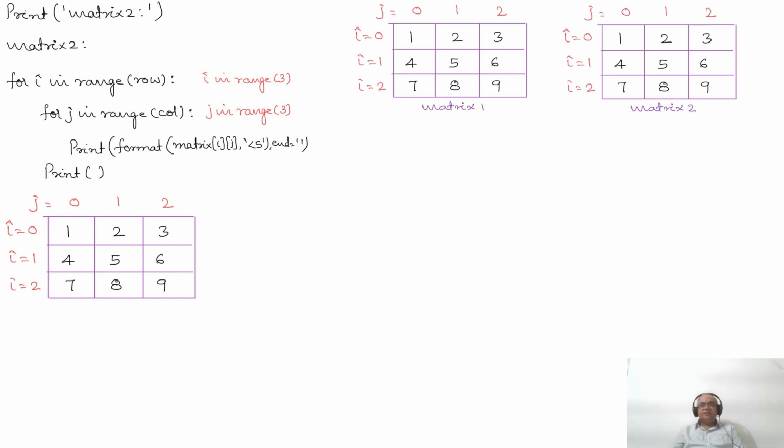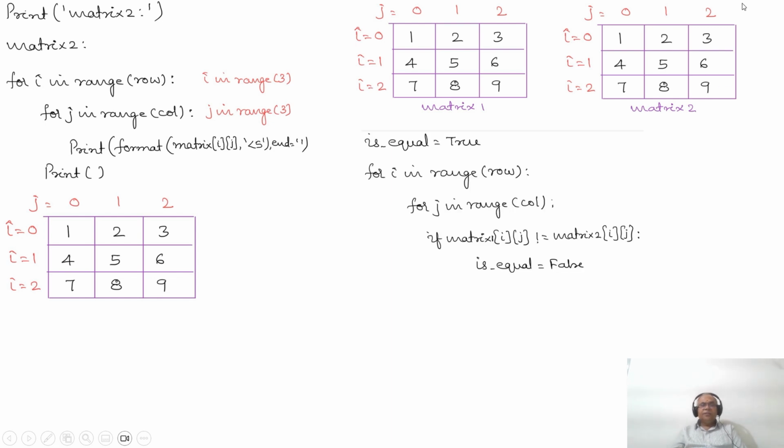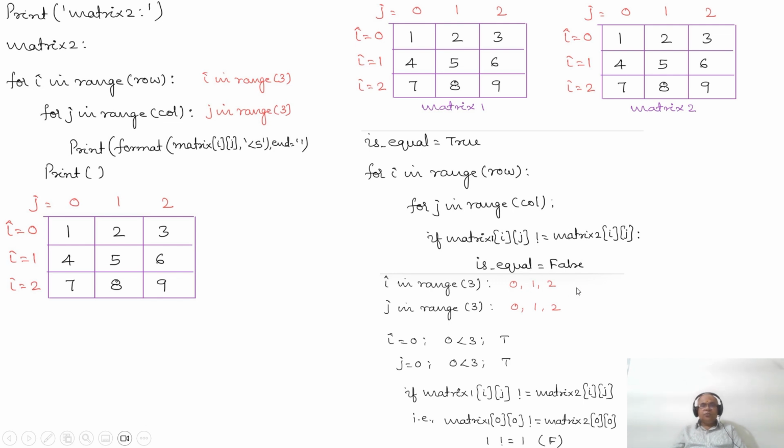So both the matrices, matrix 1 will have 1, 2, 3, 4, 5, 6, 7, 8, 9 and matrix 2 will also have 1, 2, 3, 4, 5, 6, 7, 8, 9. Now we want to compare between these two. So to do that, is equal to true. Then for i in range row, for j in range column. So what it is doing, for i in range row is 3, 0, 1, 2, for j in range column 0, 1, 2.